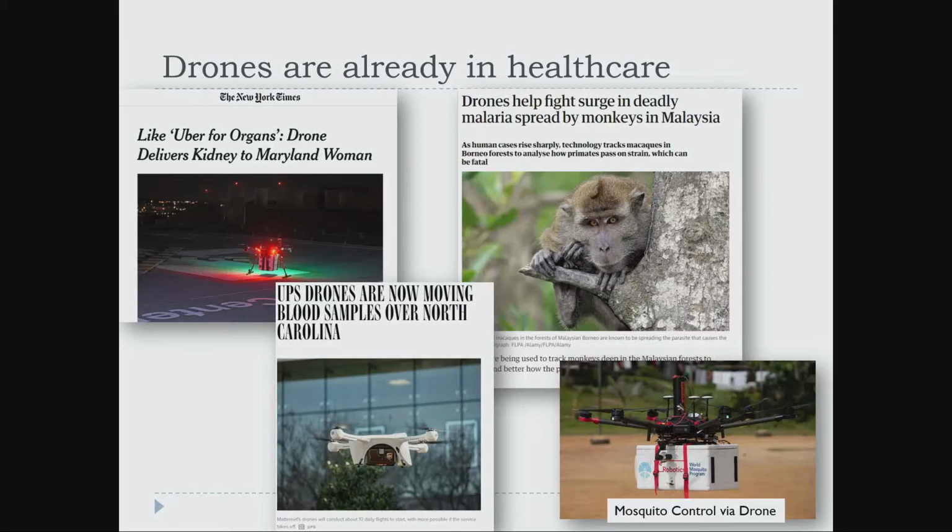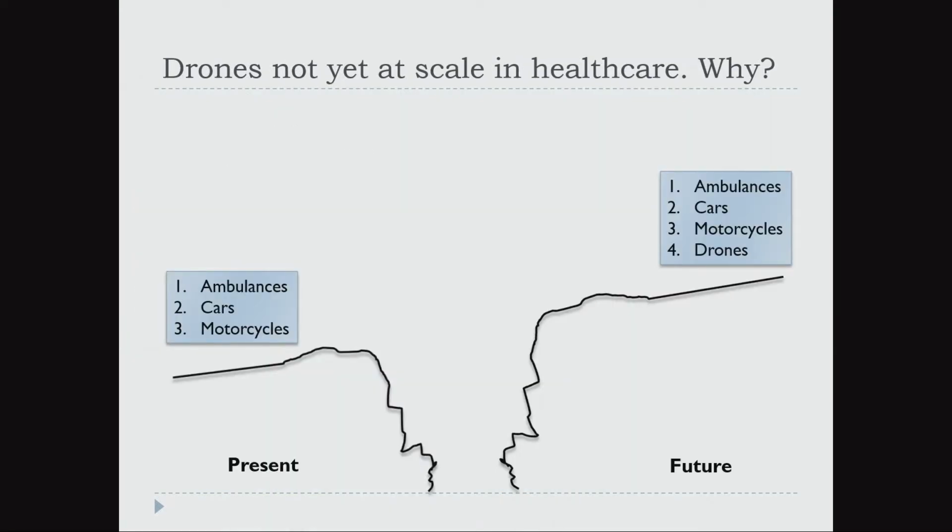And then also recently, UPS, the United Parcel Service in the U.S., is now using drones to move things. They started by moving blood samples in one place in North Carolina, and now they said they got approval to do this in more places. So drones are already being used in healthcare, but they are not at scale.